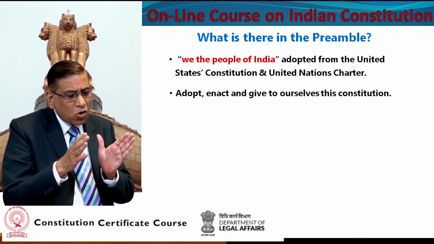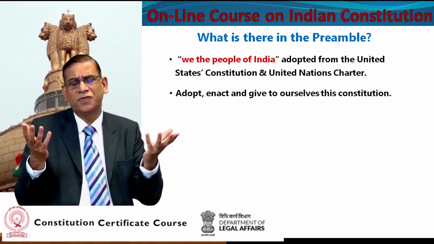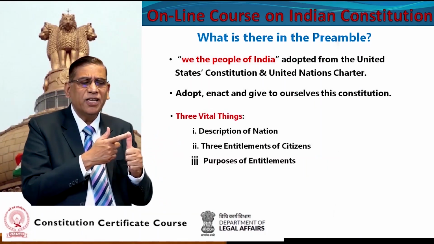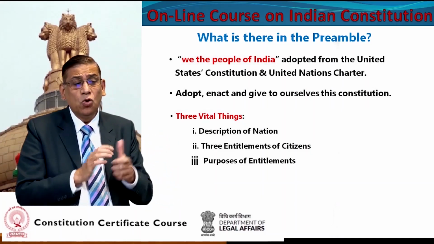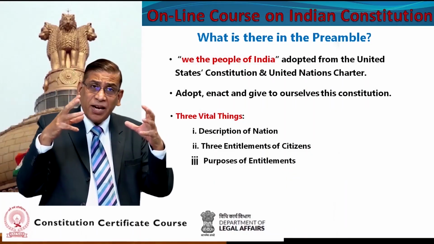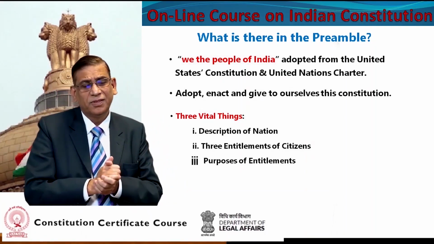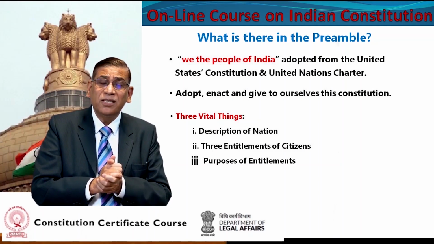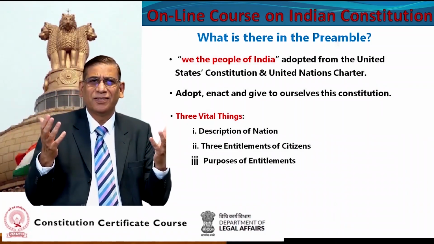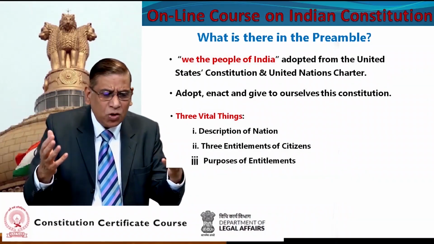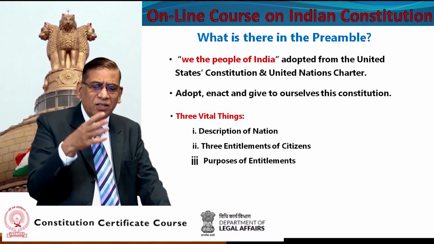Now, as I look more closely at the preamble, it is talking of three kinds of things. One, it describes our nation, what kind of nation we are. Two, it talks of three entitlements of citizens. What are the entitlements of citizens? And then these entitlements have a purpose. What is that purpose? For what are these entitlements to be used? Let us talk of these three vital things in the preamble.